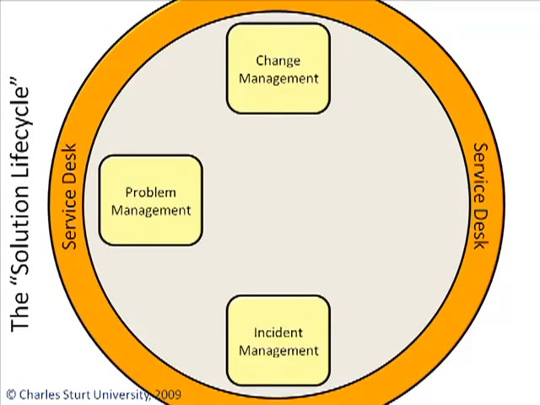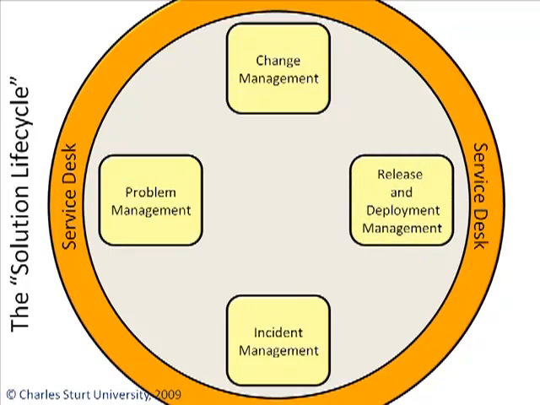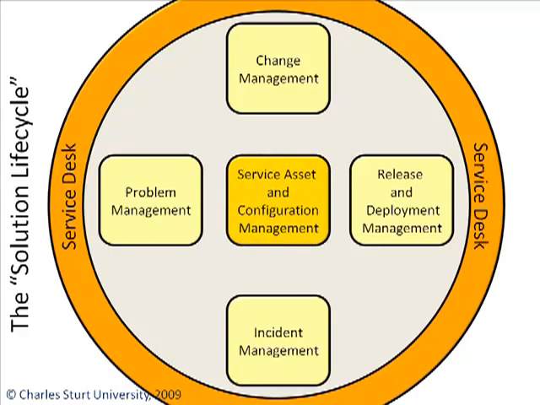If change management gives approval, it's the process release and deployment management that makes and implements the change. Now, these four processes also all interact with the process service asset and configuration management, SACM. They roughly manage all the information that relates to the IT space. So you get all these relationships here.